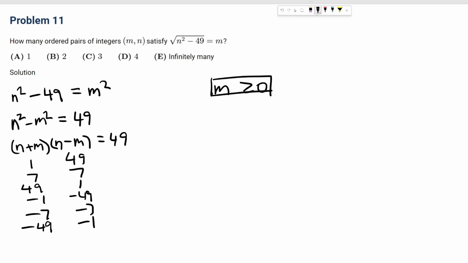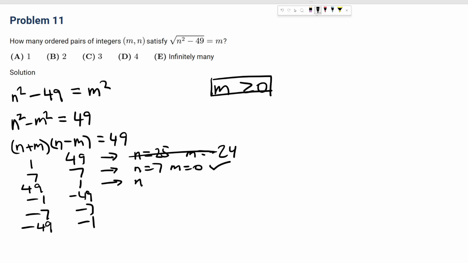And now we can just see which of these give us solutions. We can solve this system of equations where n plus m equals 1 and n minus m equals 49. This one gives us that n is equal to 25, m is equal to 24, or negative 24. And this doesn't work since m has to be greater than or equal to 0. So this is bad. This gives us n equals 7, m equals 0. So this is good.